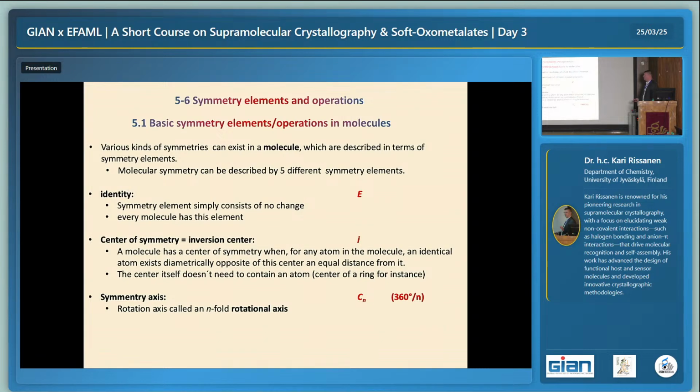Or we can have several kinds of symmetry axes. The point is that rotation for n folds is called the rotation axis. In spectroscopy it's typically indicated as C with a subscript n, which means 360 divided by n. If n is 2, then you rotate 2 times, so this is 180-degree symmetry. Or it could be 3, 4, 5, 6 in principle in the molecular world.